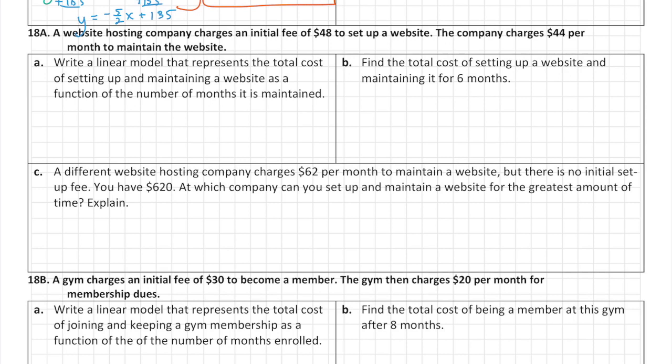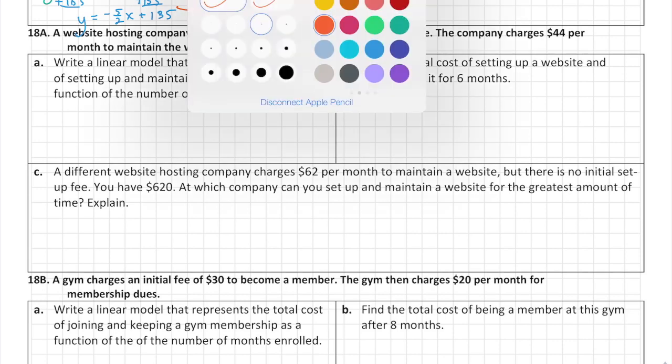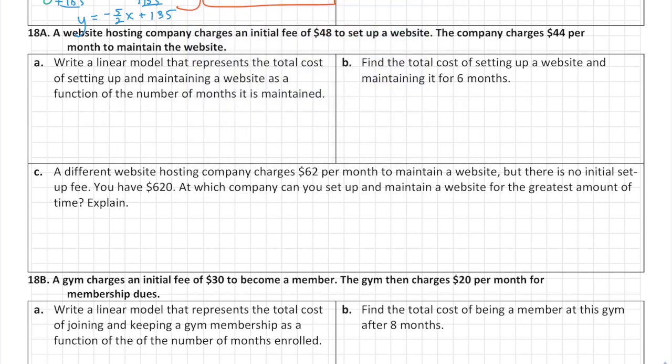A website hosting company charges an initial fee of $48 to set up a website. The company charges $44 per month to maintain the website. Let's write a linear model that represents the total cost of setting up and maintaining a website as a function of time. Now, a couple things to pull from this. There's an initiation fee of 48.